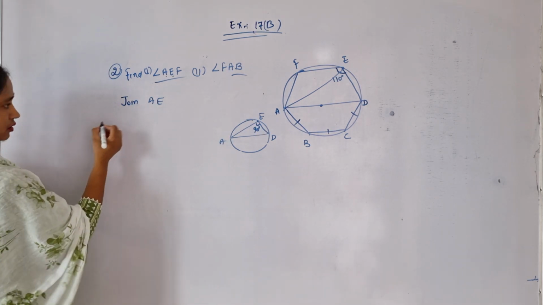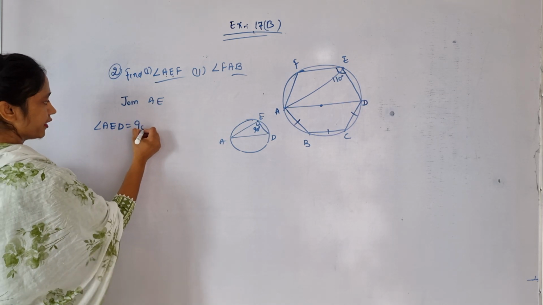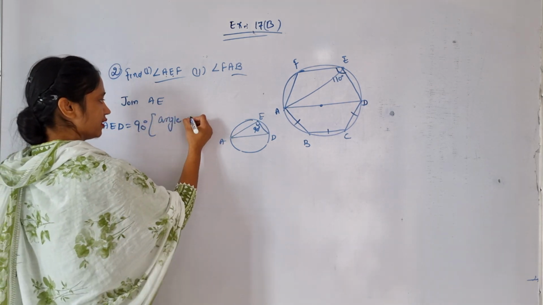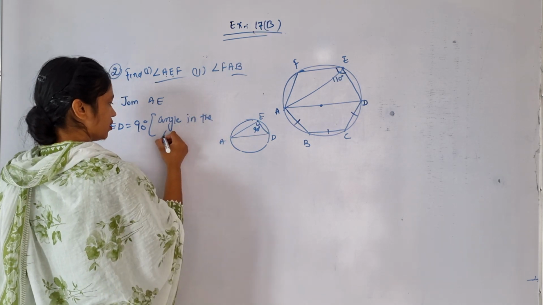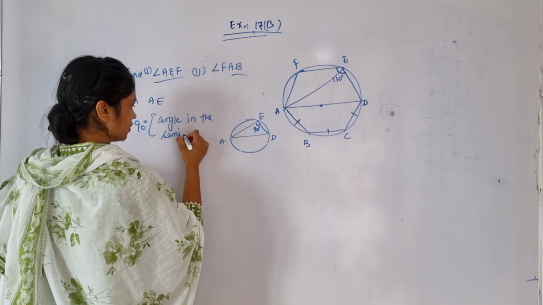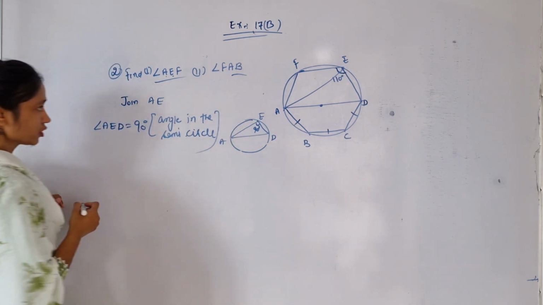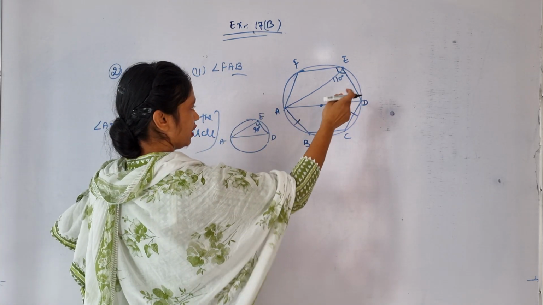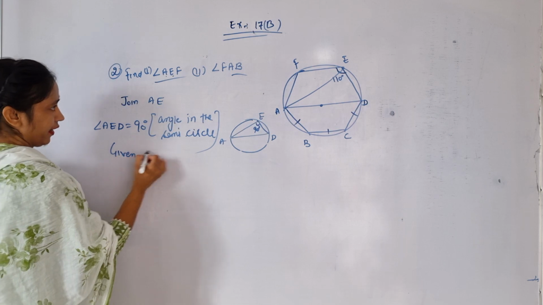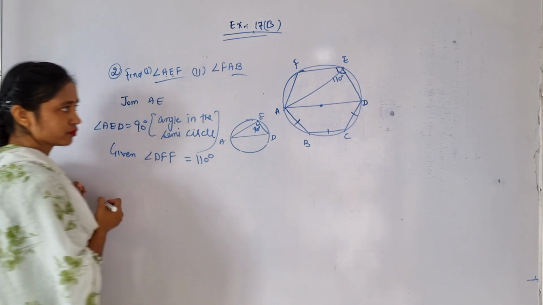Now, angle AED is equal to 90 degrees, the reason being angle in a semicircle. Angle in the semicircle is 90 degrees. So this full angle we know. DEF they have given: angle DEF is equal to 110 degrees.